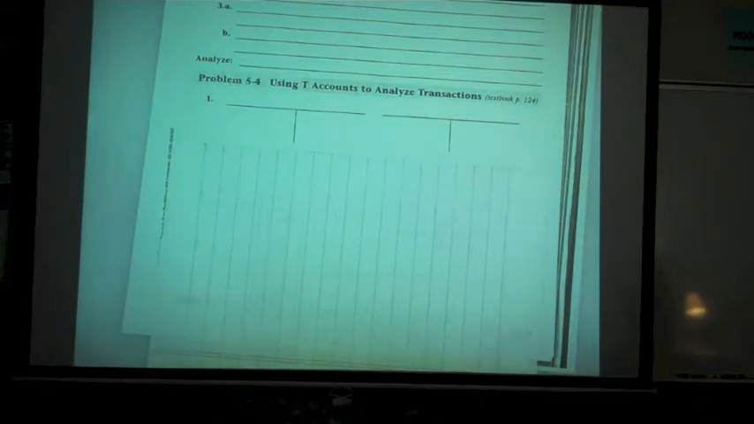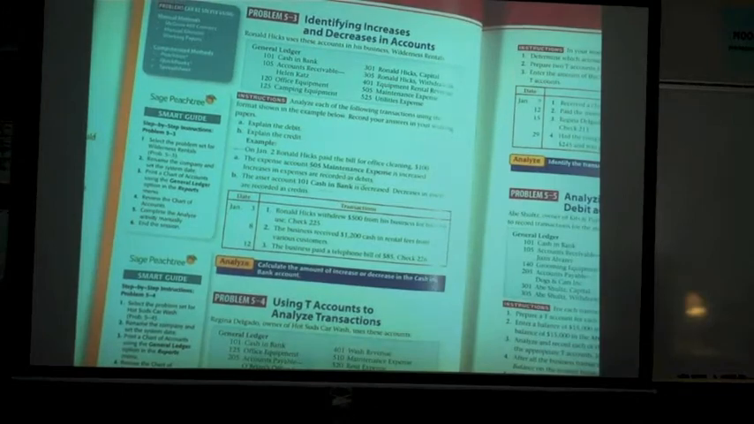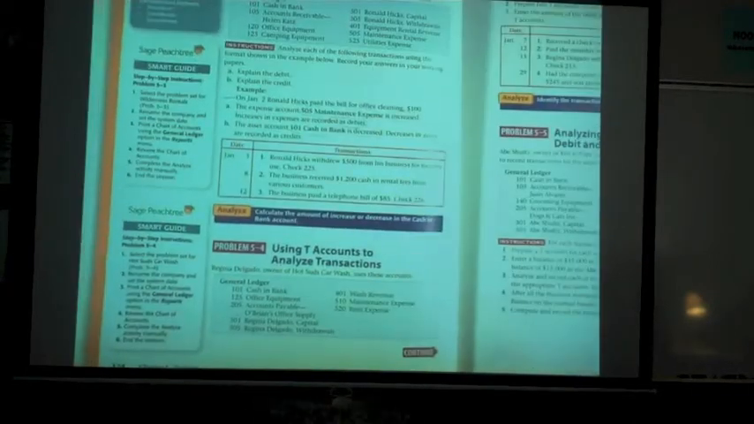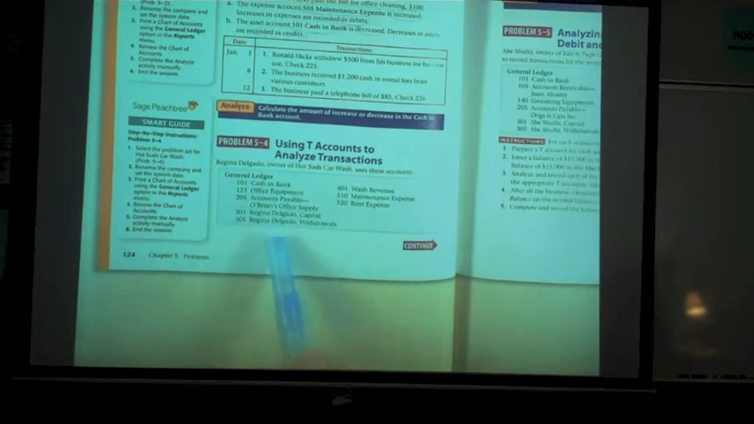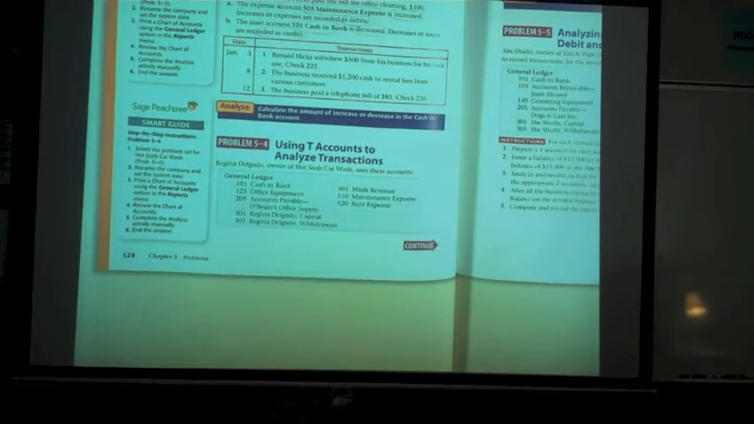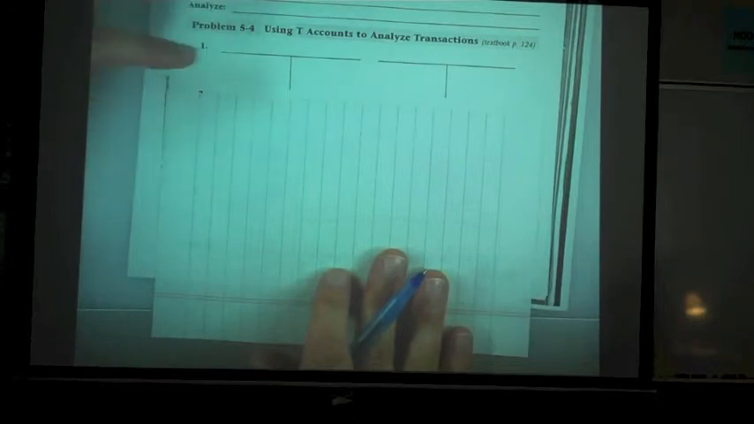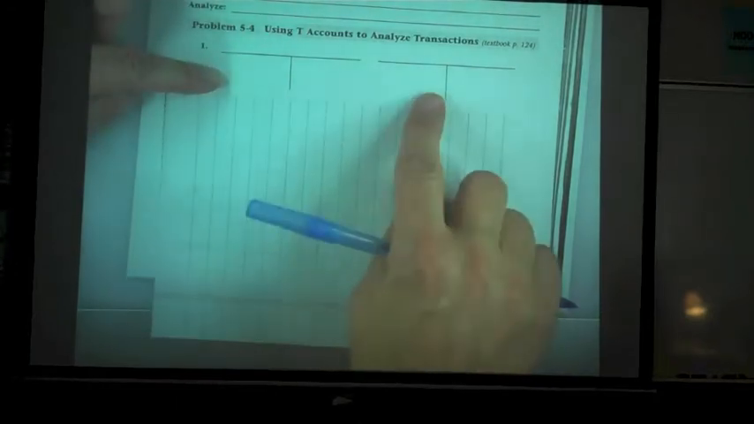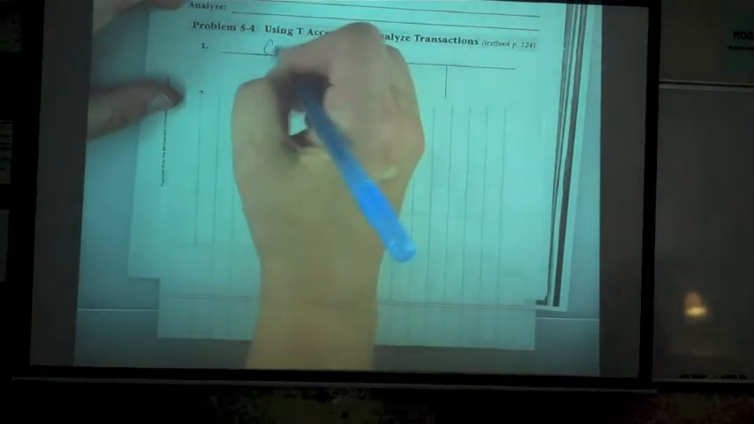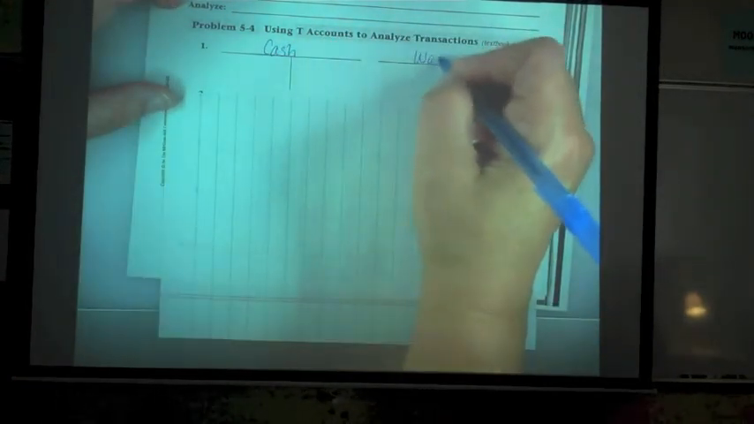We're going to start with the first transaction on page 125, where it says, received a check for $1,675 for car wash services. First of all, take a look at your accounts at the bottom of the page. Figure out which two accounts are going to be affected. You should have picked cash and wash revenue. So what you'll do is you'll actually write cash and wash revenue.